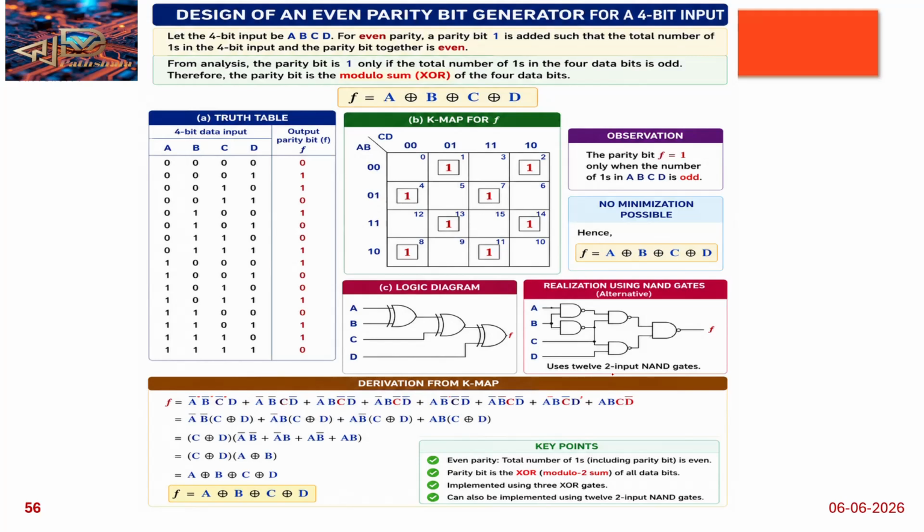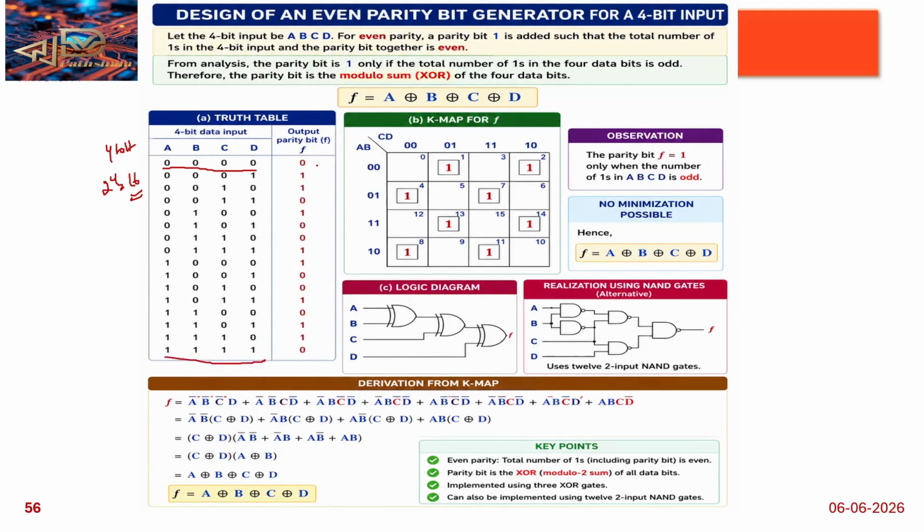See, designing the even parity 4-bit generator with 4-bit input. How can we expect this here? These are the inputs I am taking. A 4-bit input means 16 combinations, 2 power 4 is 16 combinations, from 0 0 0 0 to 1 1 1 1.